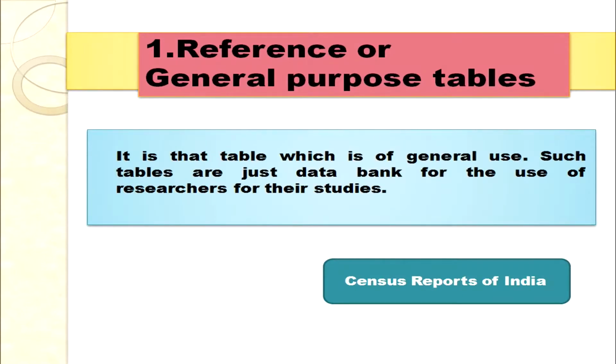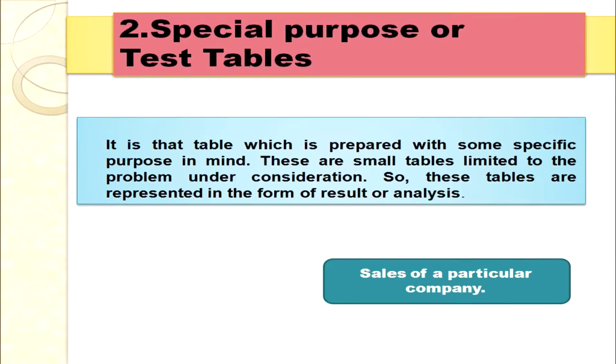For example, as you can see, census reports of India, a lot of information regarding employment, regarding income, number of members, education, all different kind of information is there in this report. So, we are saying journal purpose tables are of journal use. Such tables are just data bank for the use of researchers for their studies. Next, what are special purpose table or test tables? Now, these are those tables which are prepared for some specific purpose in mind. That means they are being made for some special purpose.